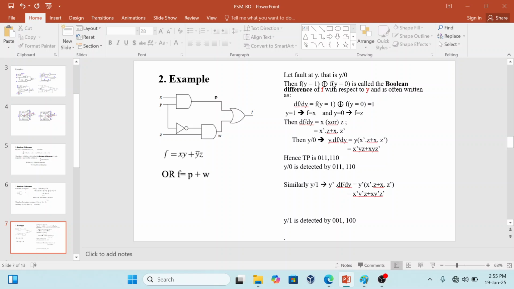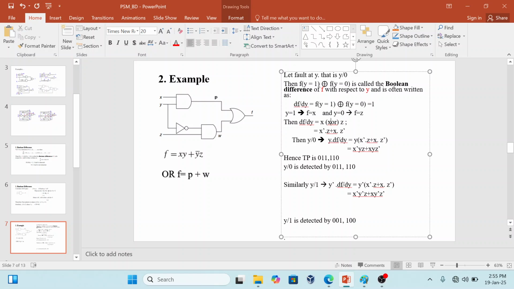Similarly, substituting y is equal to 0, this term will go to 0. So I have 0 bar, that is 1 into z is z. So the Boolean difference is the XOR of x and z. How did we get x? We got x by substituting y is equal to 1 and we got z by substituting y is equal to 0. So when you perform x XOR with z, the expression which you can write here is x bar z plus x z bar.